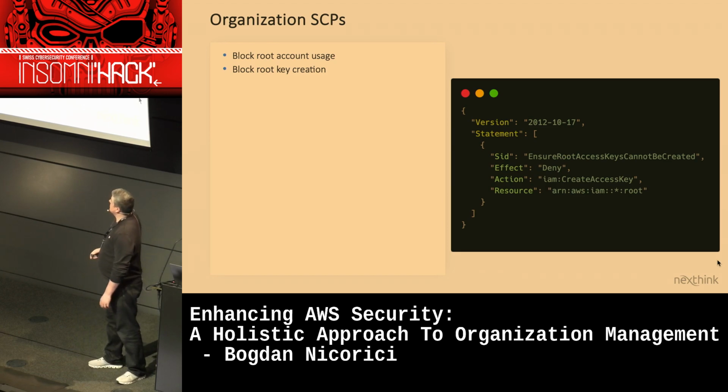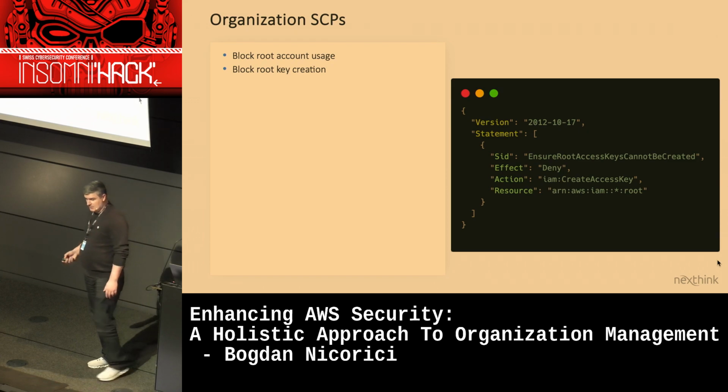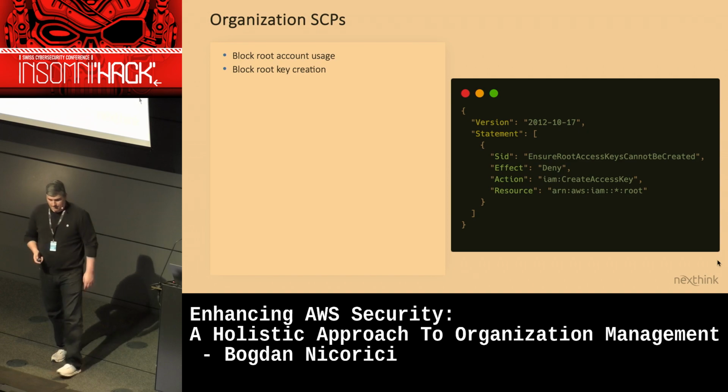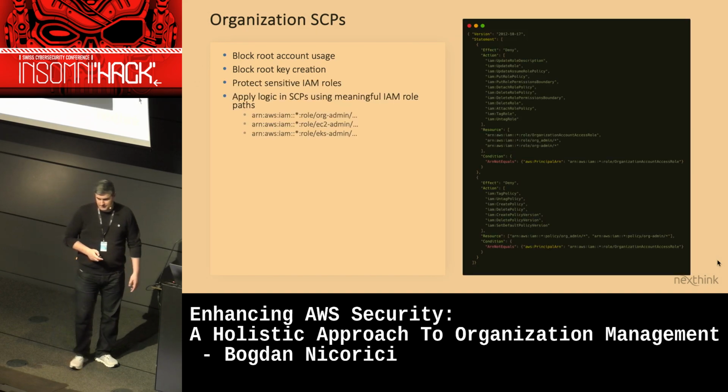Block the creation of the keys. The root account, since it's not supposed to be used, you shouldn't have any keys either. So there's no reason of having that, and it should be blocked.